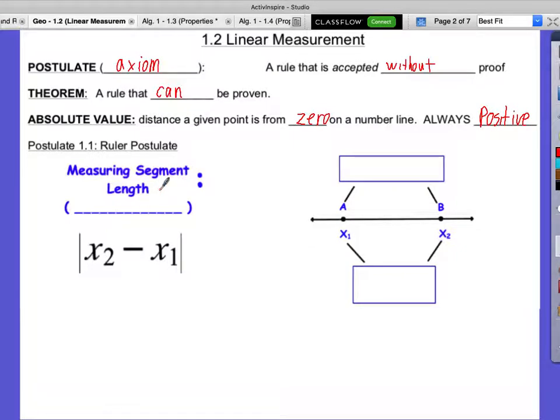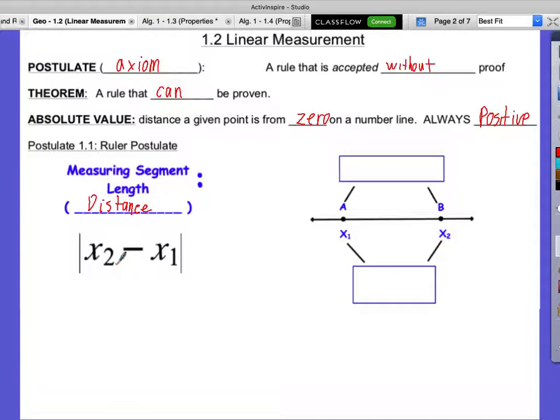Measuring segment length. Yeah, well, I can grade these notes. That'd be terrible. Okay. Measuring segment length. This is our distance. So the distance between any two points would be x. This is a sub 2, okay?